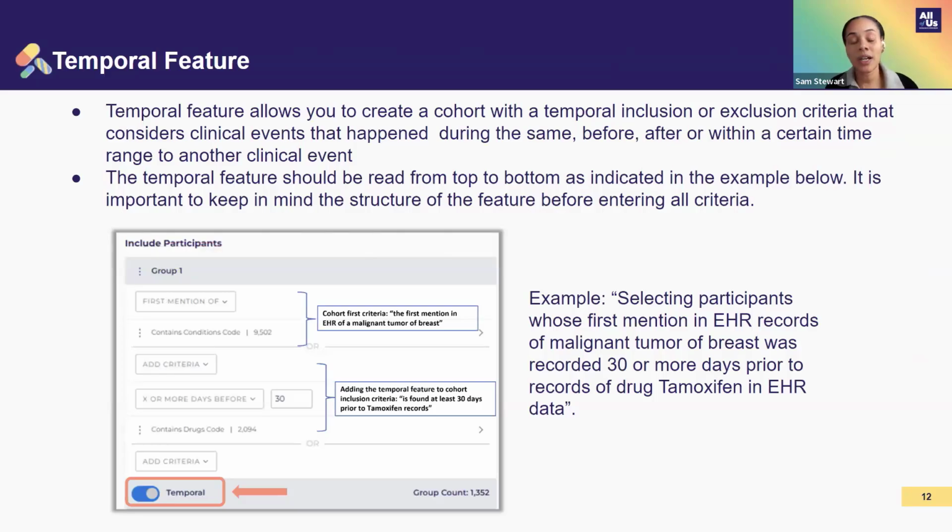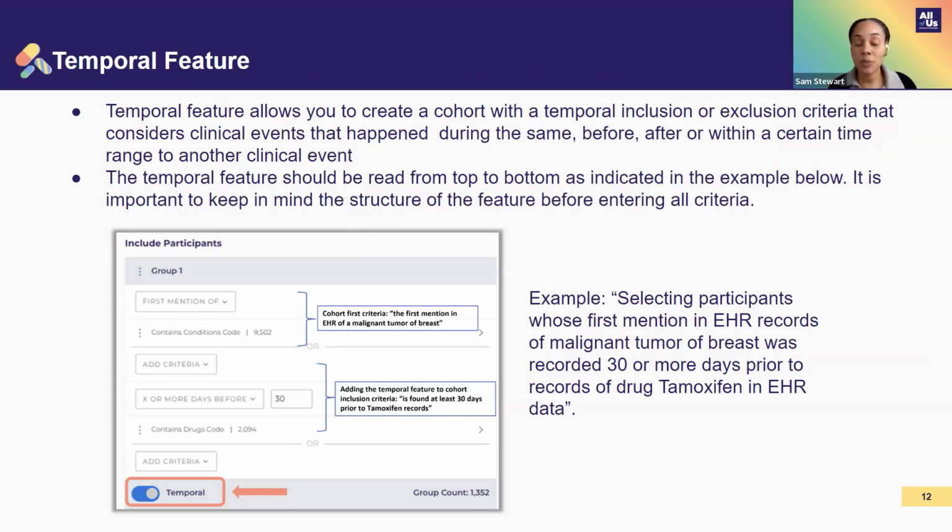Within the Cohort Builder, the temporal feature allows you to create a cohort with temporal inclusion or exclusion criteria. Basically, this is considering clinical events in relation to each other. So if you have a clinical event and you want to know if it happened during, at the same time as, or before another clinical event, then the temporal feature might be really nice to use.